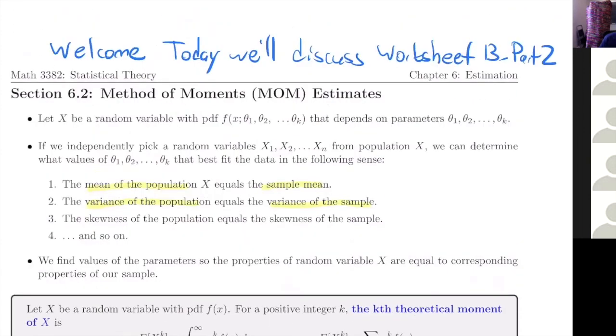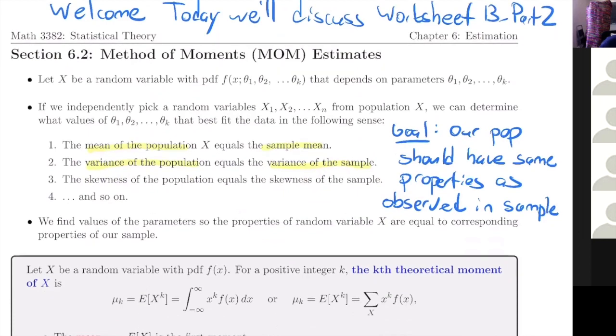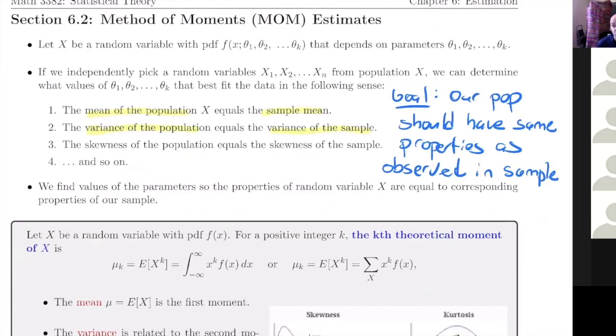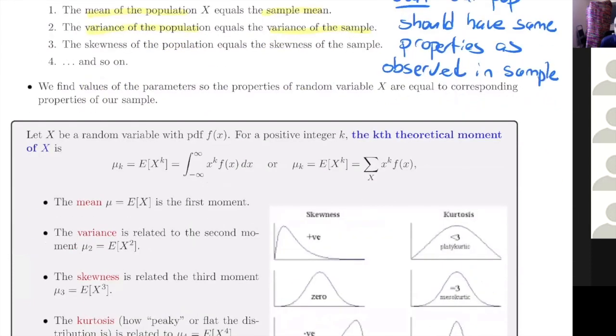Okay, so that's the first goal here: we want our population to have the same properties as those that we observed in the sample. So next is, how do we measure those properties? And so we're going to use what are called the theoretical moments.